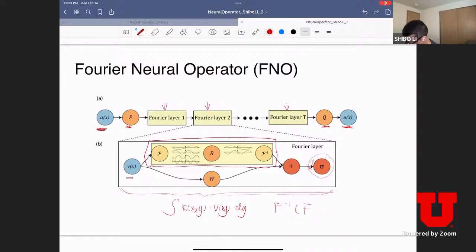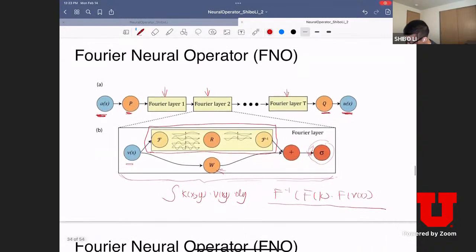This is k times F of v(x). Basically, they do this. This is just some local operation, not important, just a transformation matrix. And instead of parameterizing this kernel, we directly introduce the parameter R, and we just need to do the Fourier transform of v(x) times it, do an inverse Fourier transform, add locally, and apply a nonlinear activation. That's the Fourier neural operator.